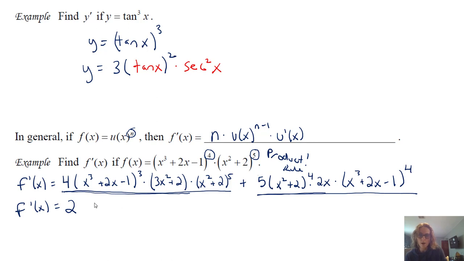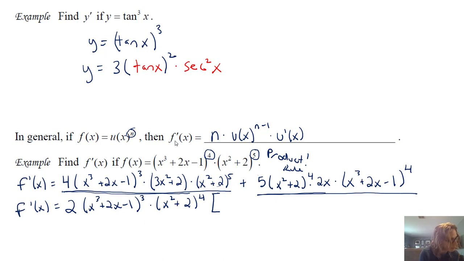Then I can also take out x cubed plus 2x minus 1, and notice that we have 3 of them in the first term and 4 in the second. You can only factor out the smallest number possible. And we also have that common factor of x squared plus 2. In one of the terms I have it to the 5th, in another I have it to the 4th, so I can take it out to the 4th. And then what has to remain is everything else that I did not deal with.